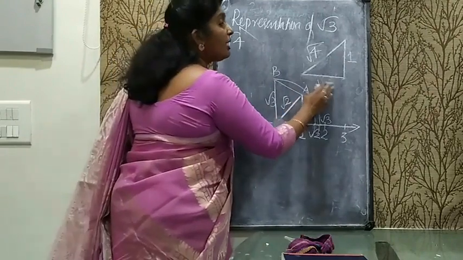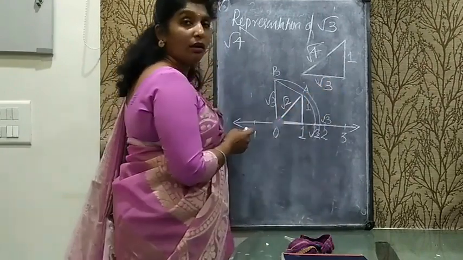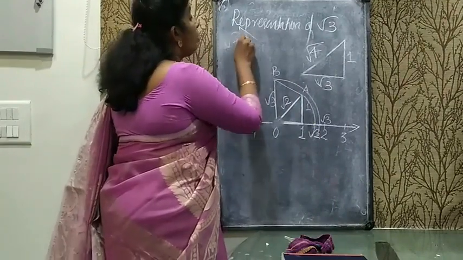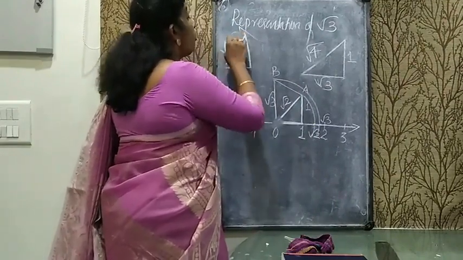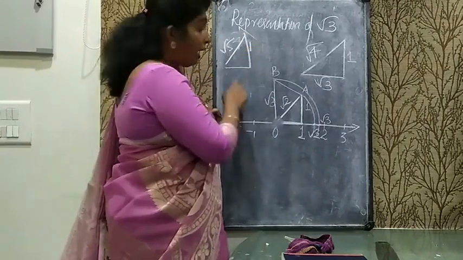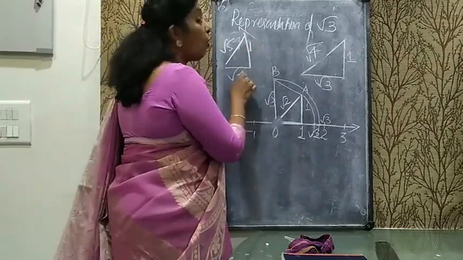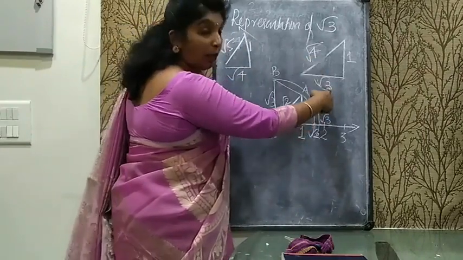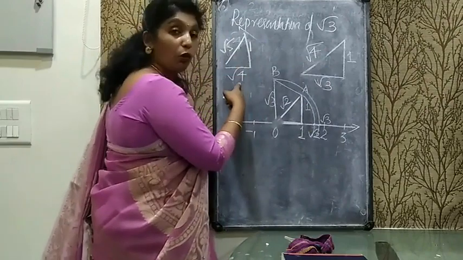Then what should be the base? Base should be root 3. Okay. If you want to draw root 5, what you will do? Perpendicular should be always 1 and the base should be root 4. Now I hope it is clear. When it was root 4, here root 3 came. When it is root 5, here root 4 came.